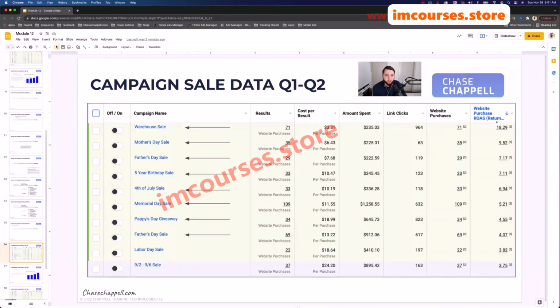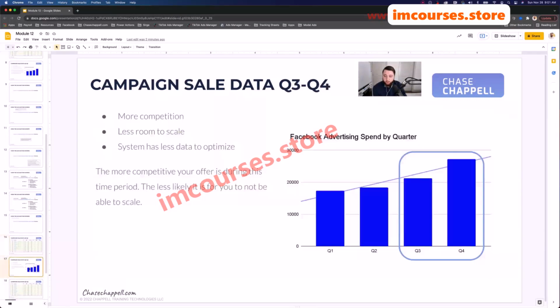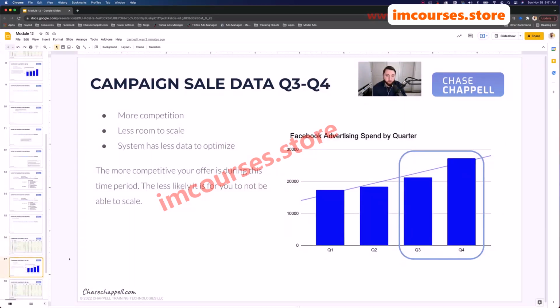Now, we also run these big offers during the later half of the year, but because there's so much competition, we'll start to see during this time period of Q3 to Q4 that there's more competition, less room to scale. The system has less data to optimize because there's so much more spend, there's so many more advertisers, and there's so much more competition happening that it's much harder to get a really solid cost per result at high scale.